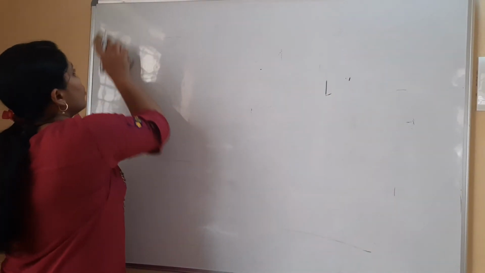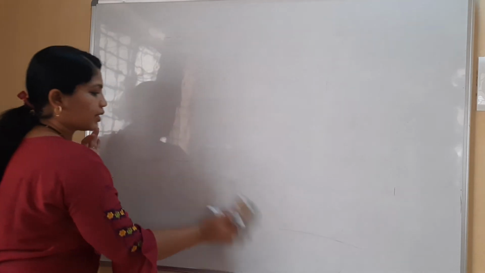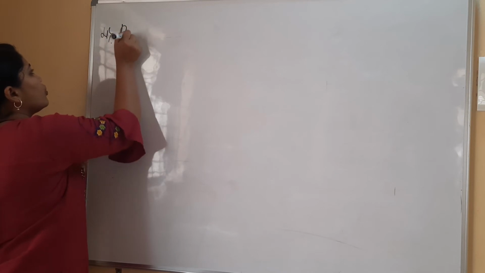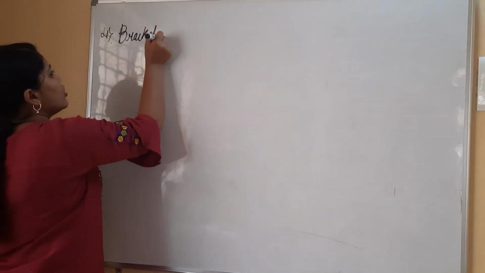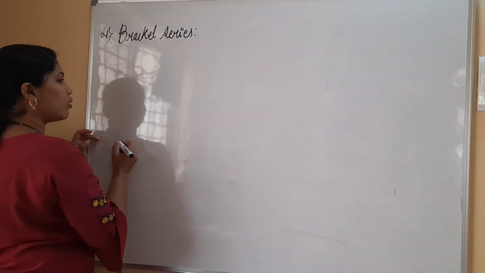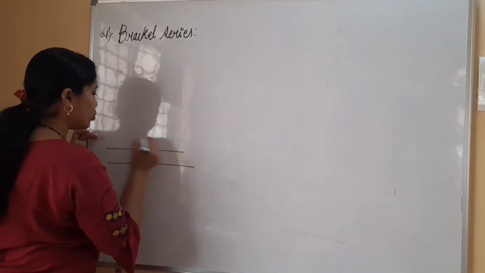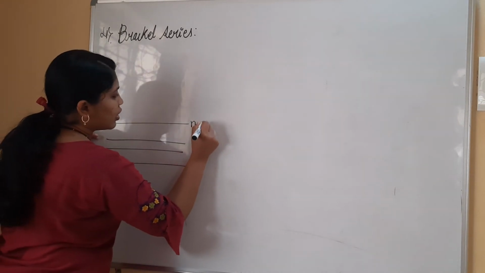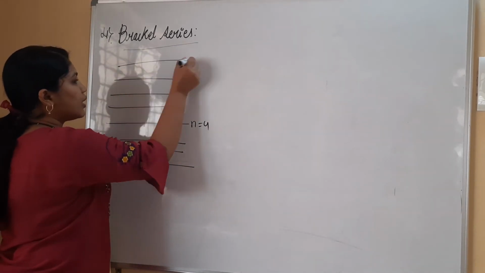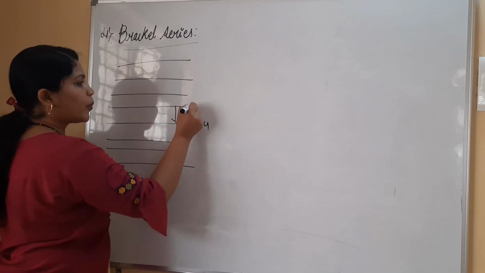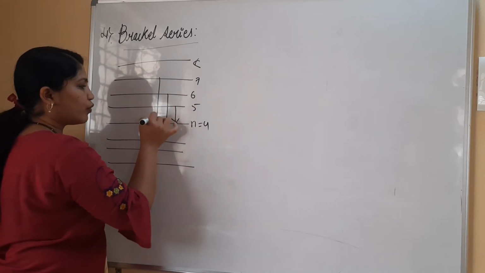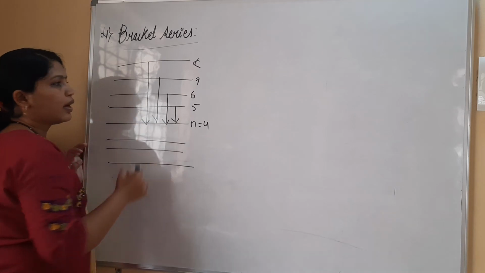Let me write the fourth series, which is called the Brackett series. Let me write the values for it also. When you consider the Brackett series, n1 value is 4. Let me show the energy levels also. We have 1, 2, 3, and this fourth energy shell is what we are interested in, since we are dealing with the Brackett series, then 5, 6, 7, 8 and so on. The transitions are 5 to 4, 6 to 4, then 7 to 4, then 8 to 4.